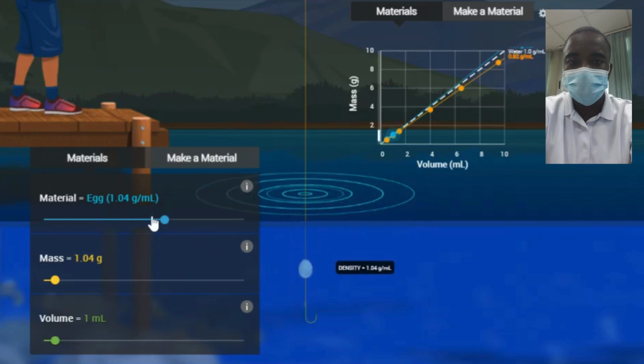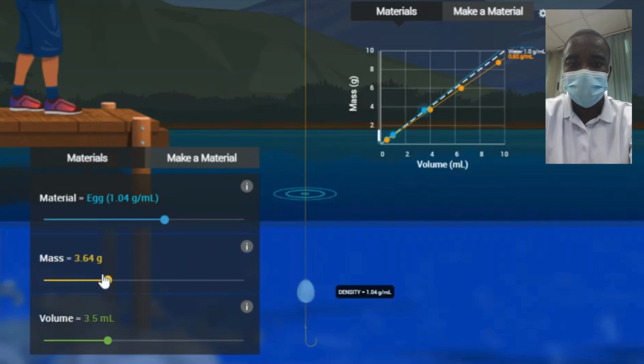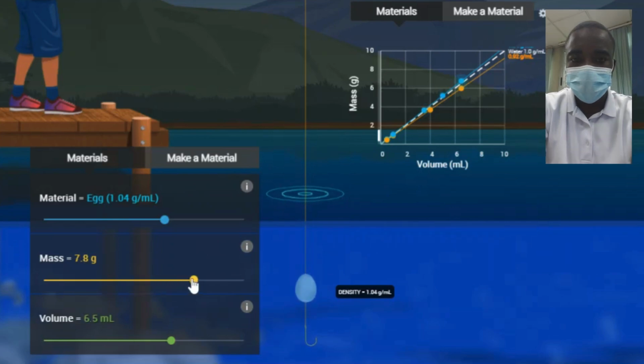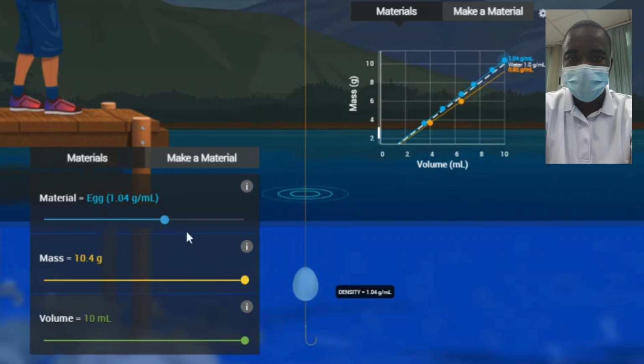As the simulation runs, it generates a graph plotting mass, g, against volume, ml. This graph visually represents the density of each material, calculated using the formula, density equals mass/volume. For example, when students select wood, they will notice that even with an increase in mass, the volume increases proportionally, keeping the density relatively low.